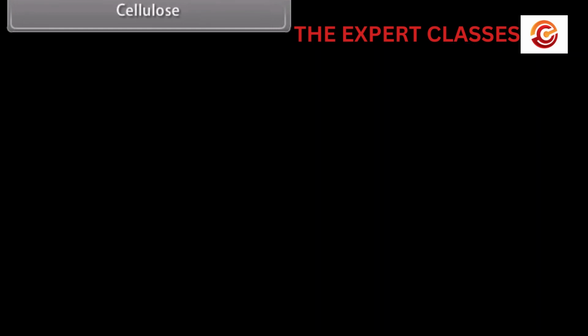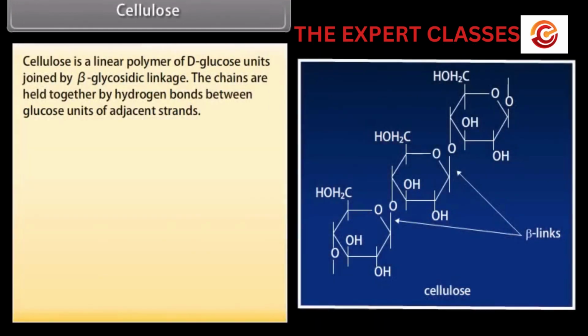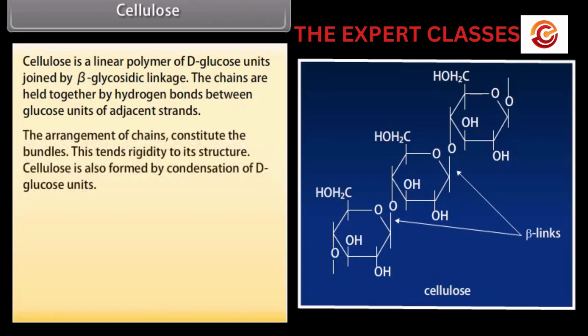Cellulose. Cellulose is a linear polymer of D-glucose units joined by beta-glycosidic linkage. The chains are held together by hydrogen bonds between glucose units of adjacent strands. The arrangement of chains constitutes the bundles. This lends rigidity to its structure.